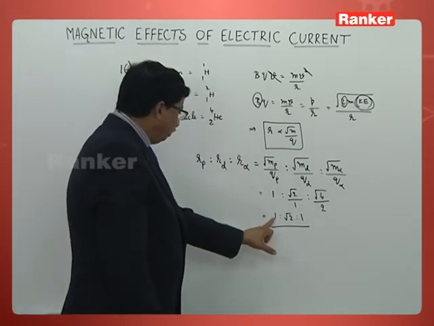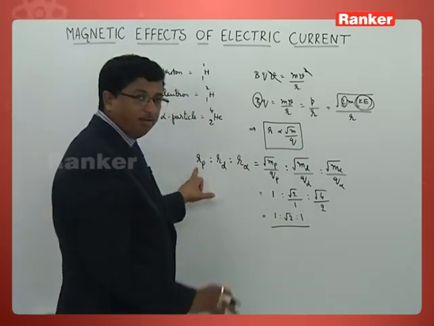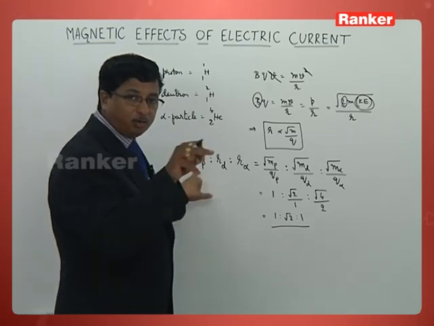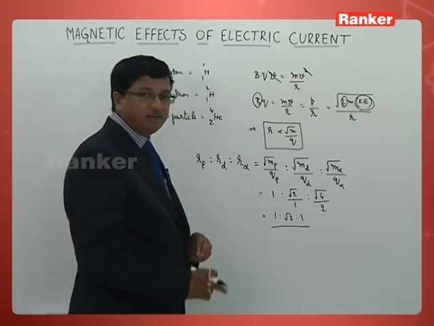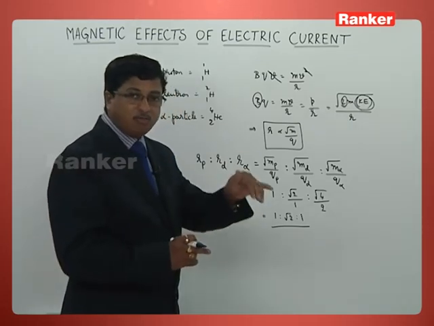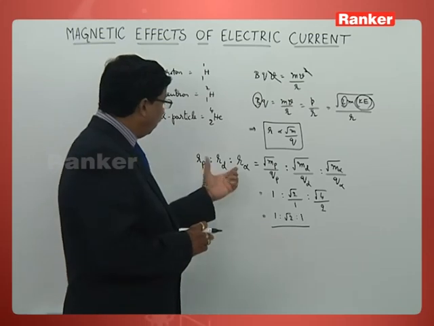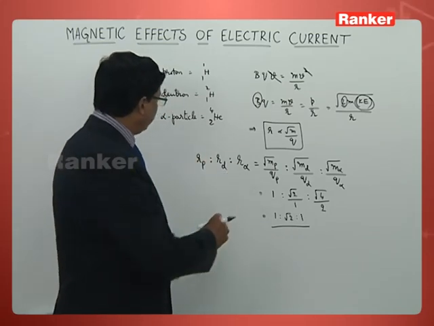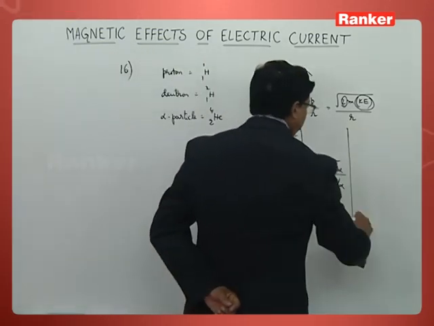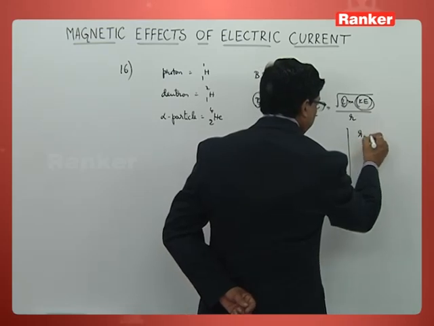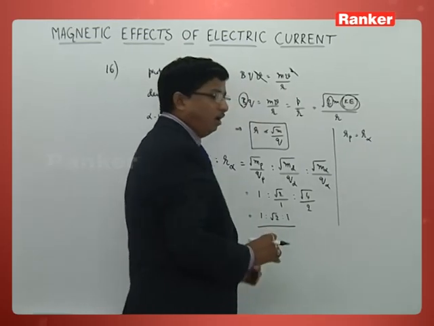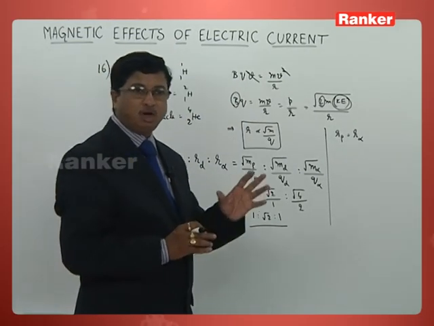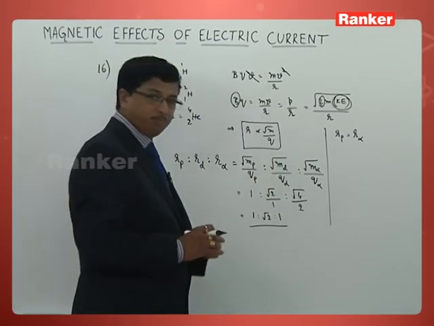Look carefully, this one represents the radius of the trajectory of proton. This one represents the radius of the trajectory of alpha particle. So what is equal here now? You can directly say now the radius of trajectory of proton is equal to the radius of the trajectory of alpha particle. That's the first result.